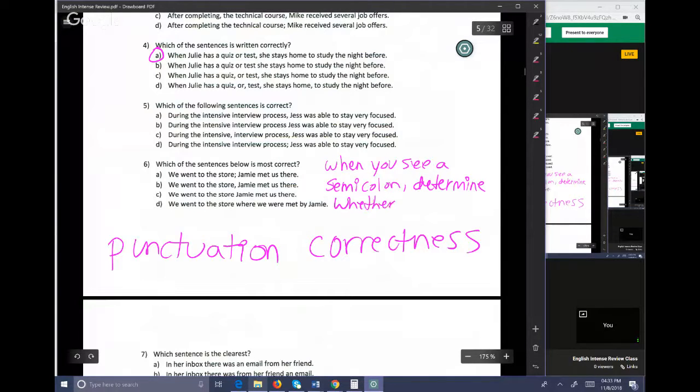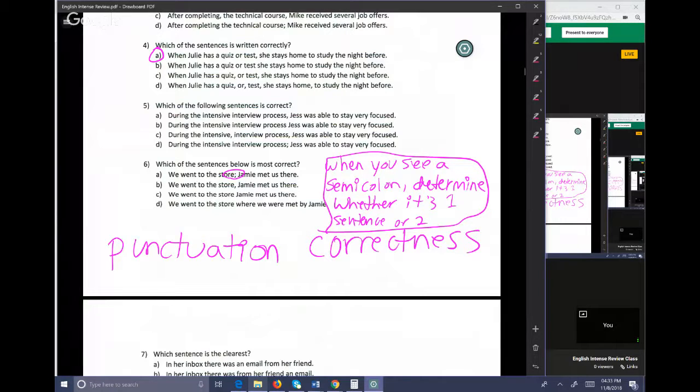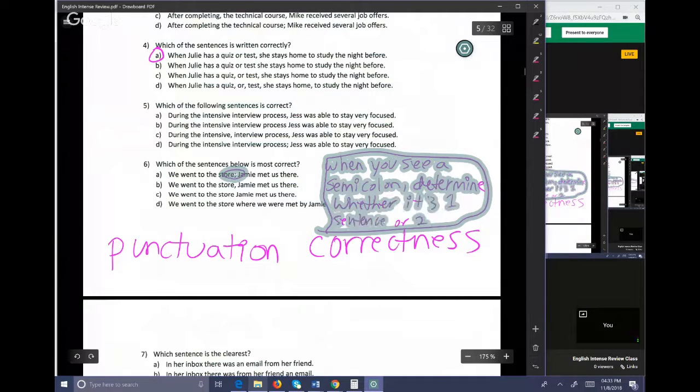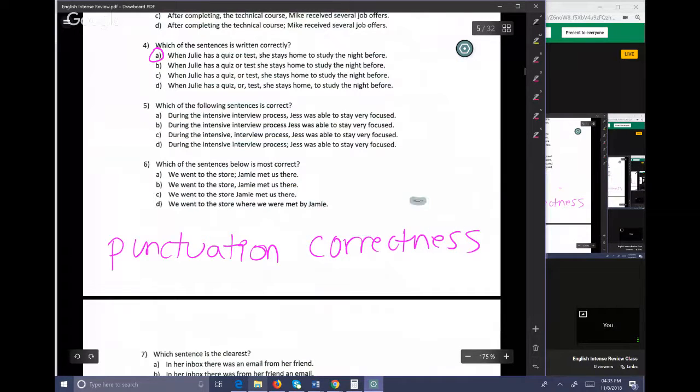Determine whether it is one sentence or 2 sentences. In other words, right here when I see that I have a semicolon, I need to establish, are these 2 different sentences that are just being brought together, or are they not? If there is a conjunction in the sentence, a semicolon does not work.